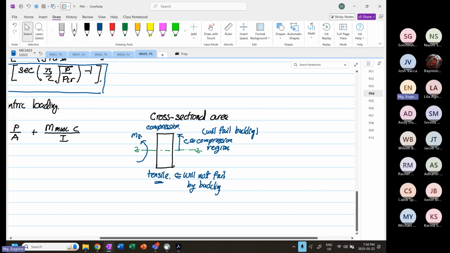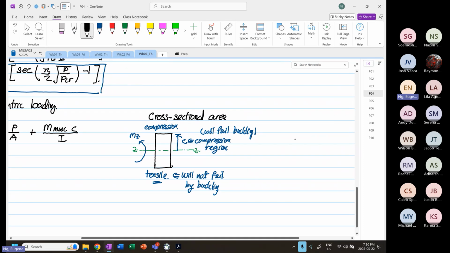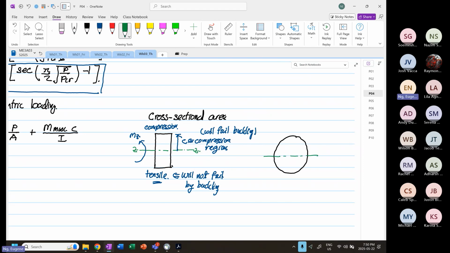Or C, again, if it's round, and this, for example, is our ZZ, and again over here, let's say now the MZ is in the opposite direction, so this is compression, and this side is tensile. I know it's a radius and radius doesn't mean anything, but you have to pick over here, this is your C. You have to pick the compression side.